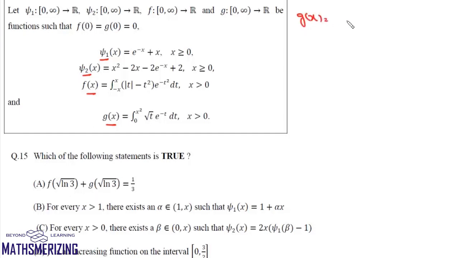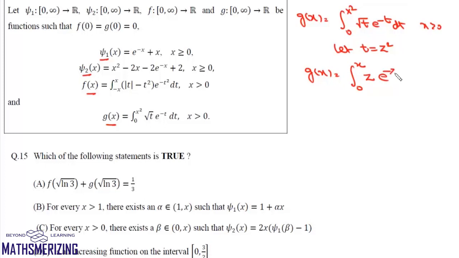So this g(x) is defined as the integral from 0 to x² of square root of t e to the power minus t dt, when x is greater than 0. Now we'll take a substitution. We'll let t as z². Then we can write this g(x). The lower limit is 0 and the upper limit will be x. Now this is z e to the power minus z², and here will be 2z dz. So we can write this as 2 times the integral from 0 to x of z² e to the power minus z² dz.